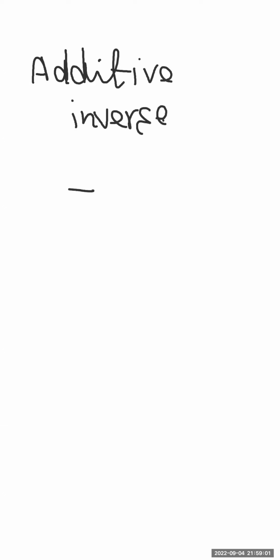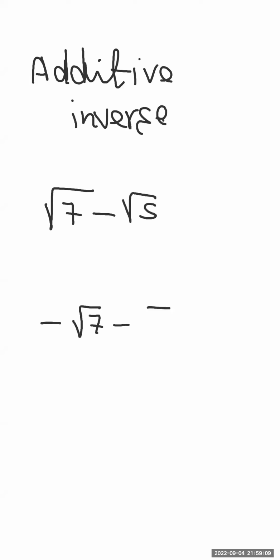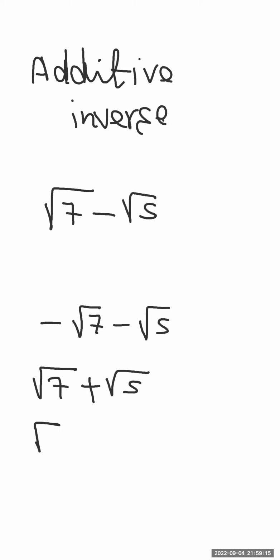Of square root of 7 minus square root of 5. Then I will write down some choices. Negative square root of 7 minus square root of 5. Square root of 7 plus square root of 5. Square root of 5 minus square root of 7. Square root of 7 minus square root of 5.